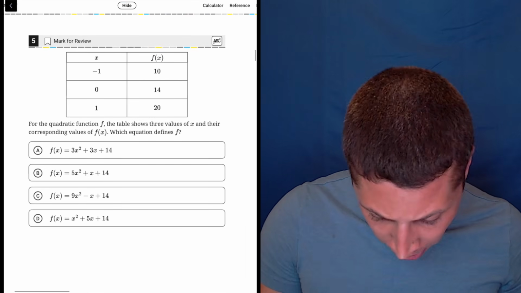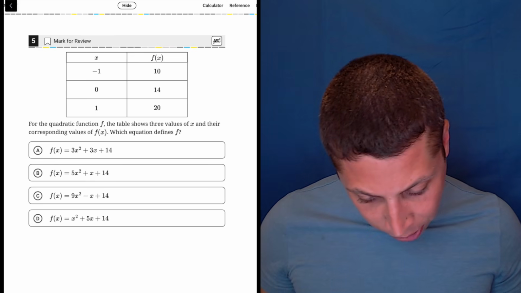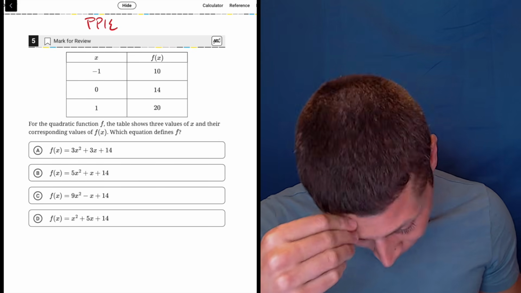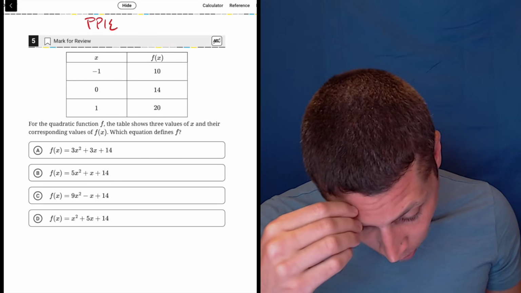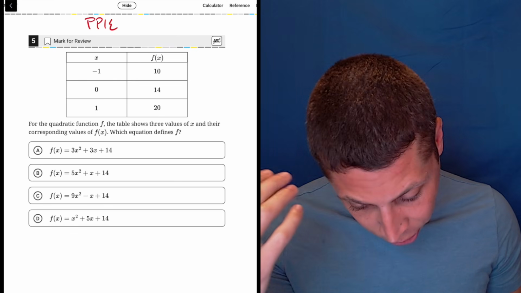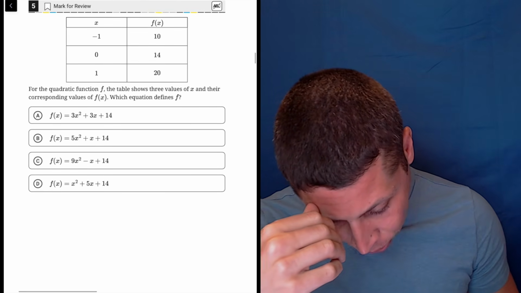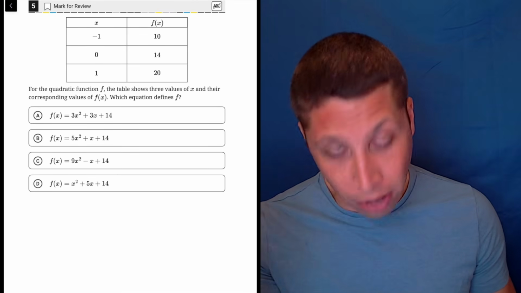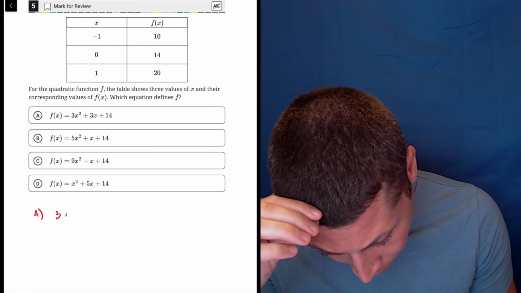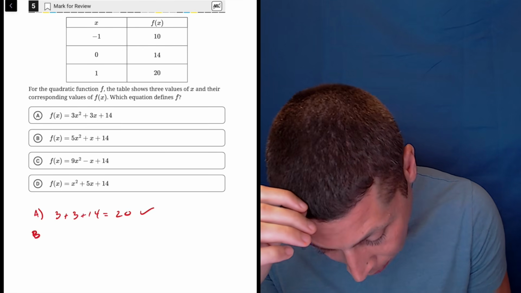Okay, quadratic table shows 3 values, and okay, this is a plug points into equations question. Plug points into equations. Okay, so they all have the same y-intercept, so that checks out. So that covers the 0 point. So let's just do the 1 point, 120. So again, I can't draw on these things. So on your scrap paper, be organized. Choice A would be 3 plus 3 plus 14. That's 20, so that checks out.